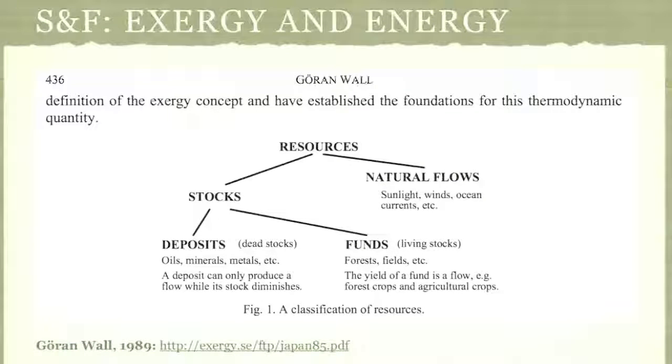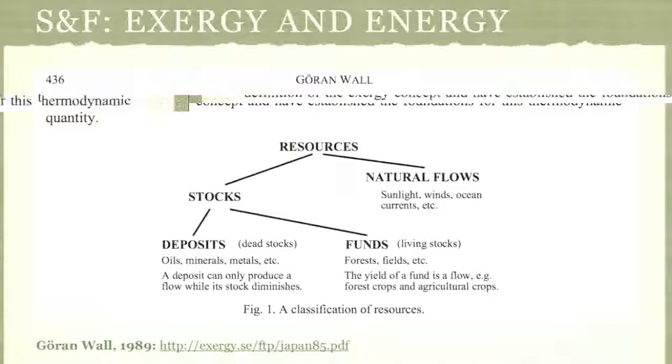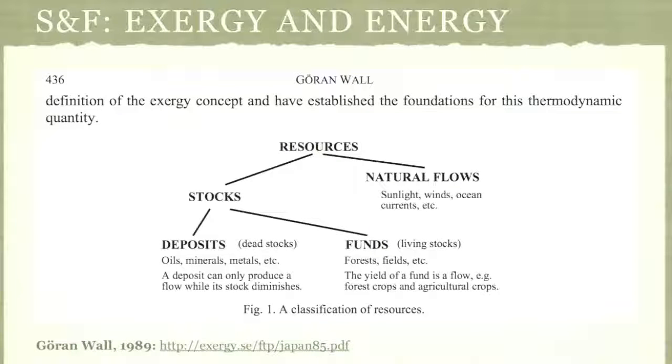This is like the non-renewable. These deposits, like oils, minerals, metals, they're non-renewable, at least not in a foreseeable time. And then what he calls funds are also stock, and these funds are forests, fields, and so on. And the yield of a fund is a flow. That means the forest crops and agriculture crops, and they would be renewable. And then he has the other one, the natural flows: the sunlight, the wind, the ocean, the currents, and so on. So that was in 1989. He tried to split it up in these two views, and that I found very, very interesting.